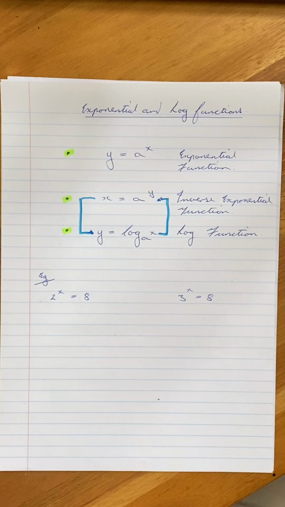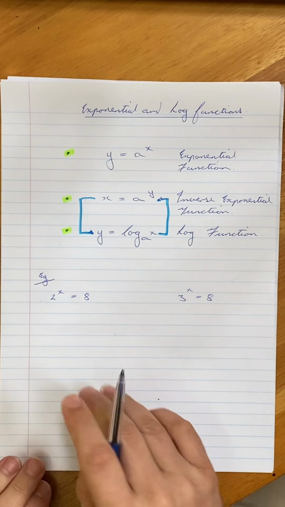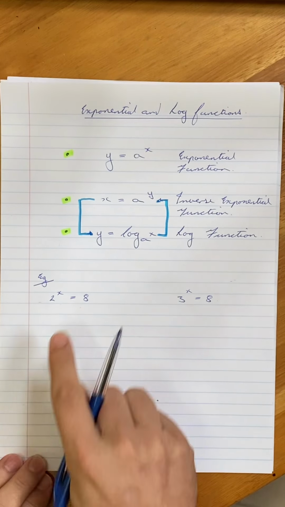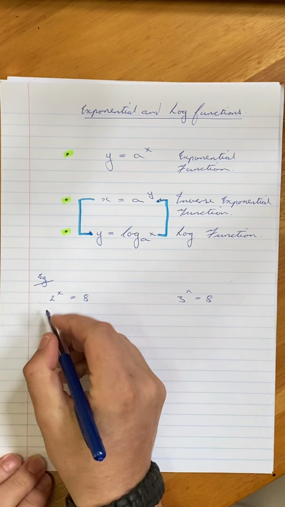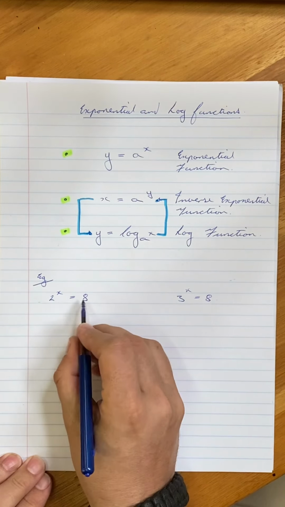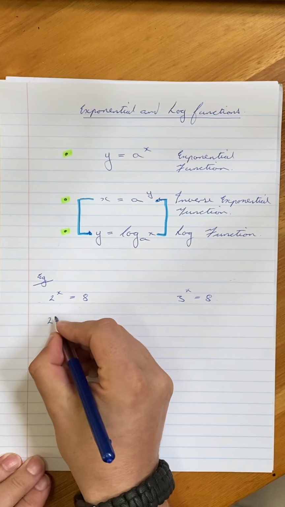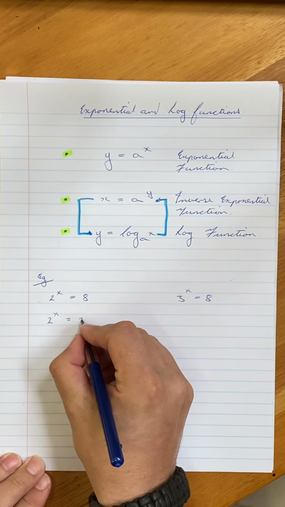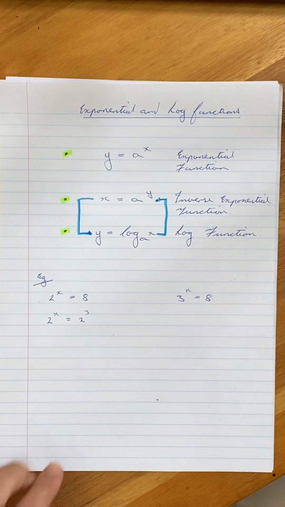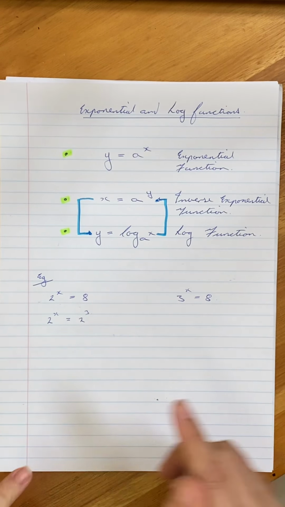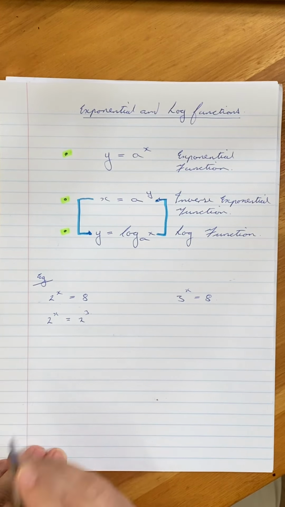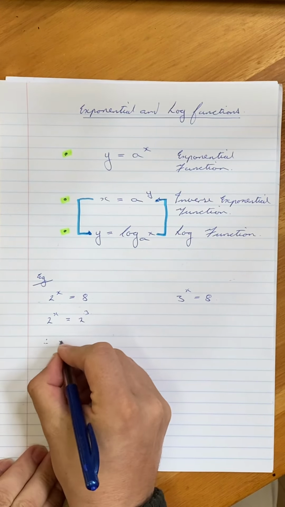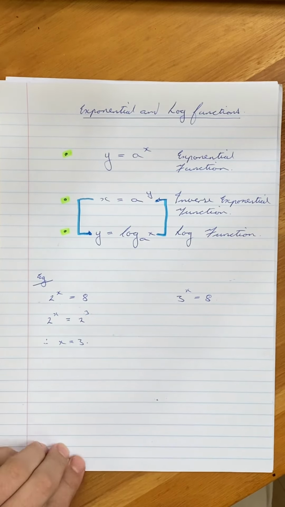Now, why do we use logs? Well, let's have a look at an example like this. You guys have seen how to solve for an x here. What we do is we get the bases the same. So we can say that this is 2 to the x is equal to 2 to the 3. All we do is prime factorize that base, okay? And now, once our bases are the same, we can equate the exponents. So therefore, x is equal to 3 in this case.